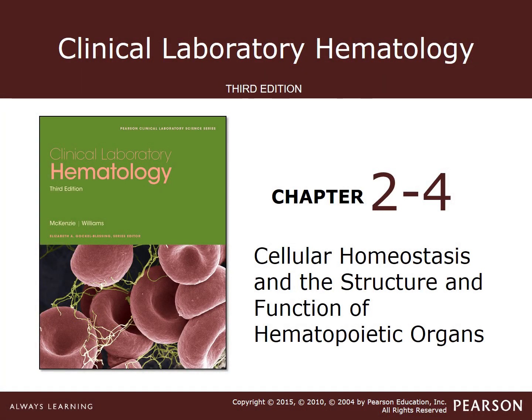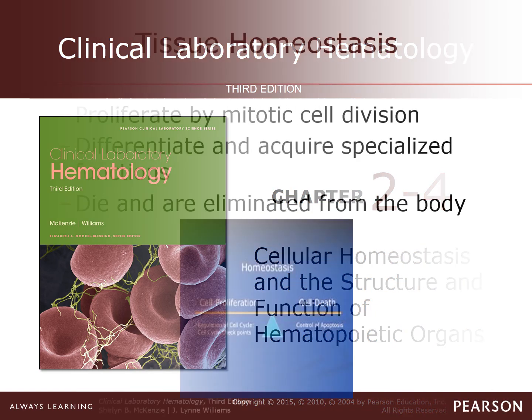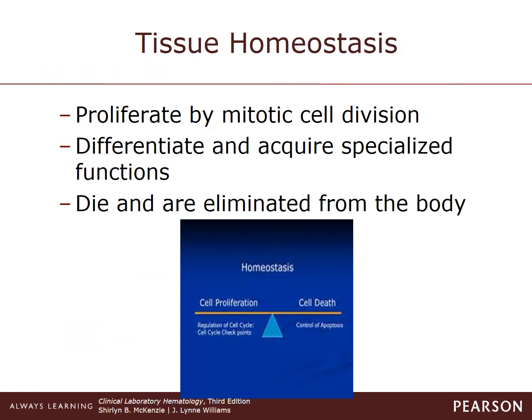Chapter 2 through 4, Cellular Homeostasis and the Structure and Function of Hemopoietic Organs. When we talk about tissue homeostasis in hematology, it refers to the maintenance of an adequate number of cells to carry out the organism's functions.